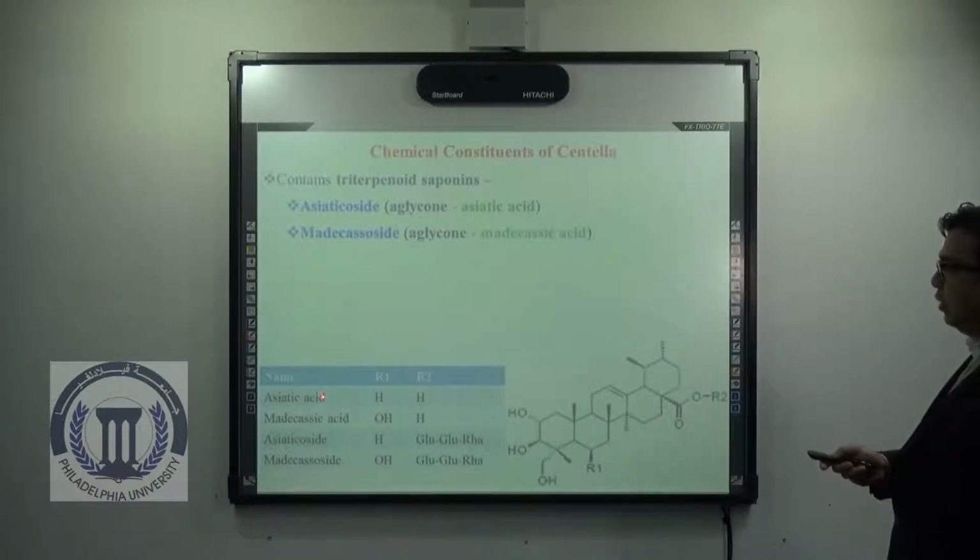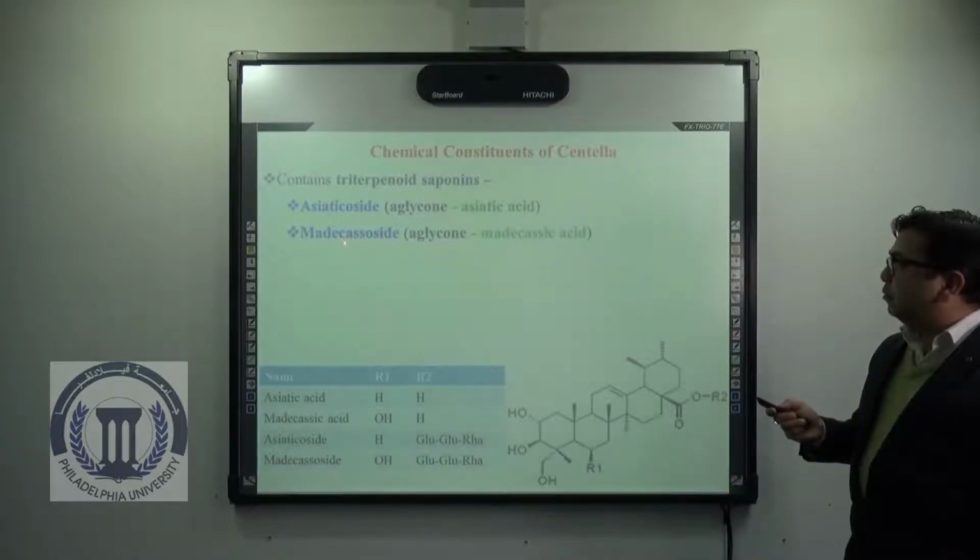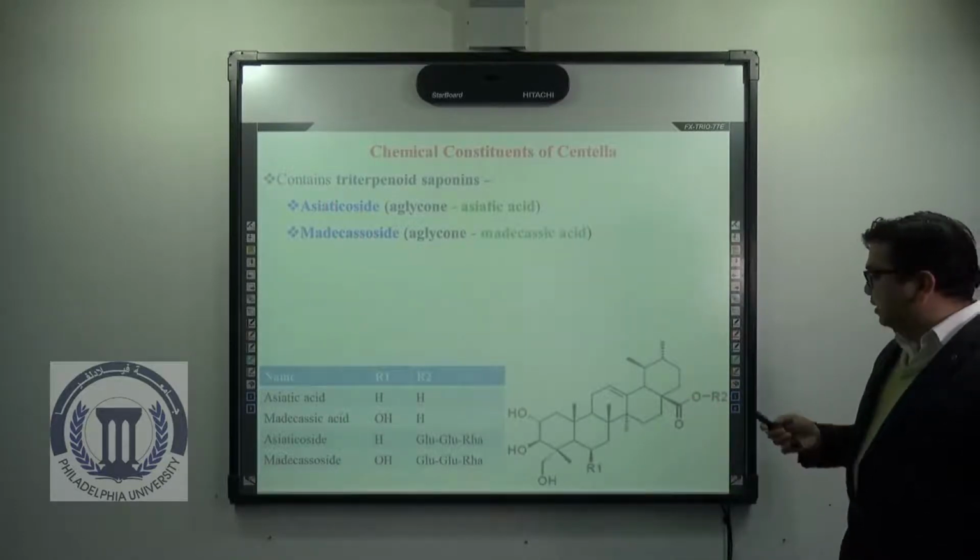And when asiatic acid is converted into the glycoside, that is asiaticoside, it contains 3 sugars. This is 2 glucose and 1 rhamnose at the R2 position, whereas in the case of madecassoside, which is formed after glycosylation of madecassic acid, here also, just like asiaticoside, the 3 same sugars, 2 glucose and rhamnose, are attached to R2 as an O-glycoside. So you can see both asiaticoside and madecassoside are O-glycosides in nature.